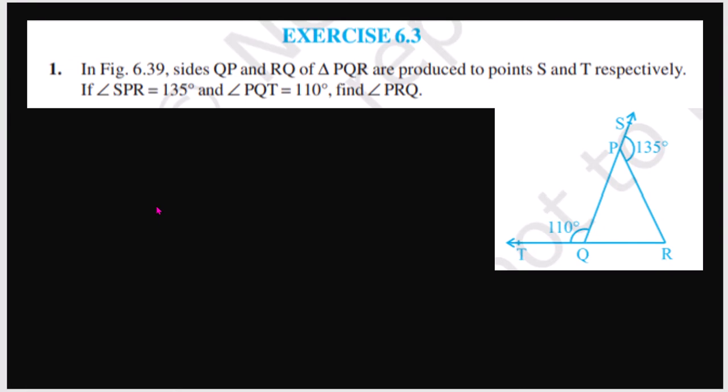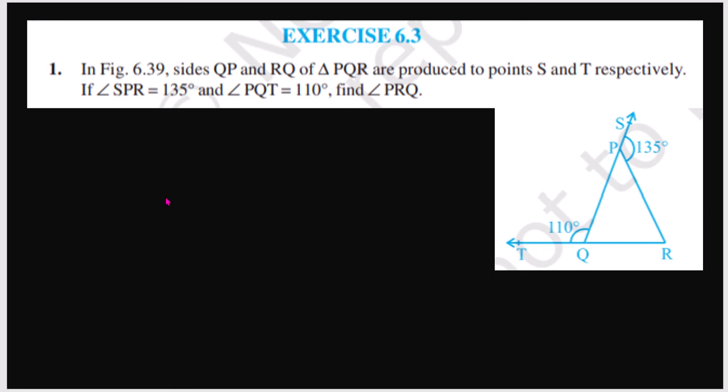Namaste children. So today we are going to solve exercise 6.3 from the lines and angles chapter. These problems are based on the angle sum property and the exterior angle property of a triangle. So let us see the first question.